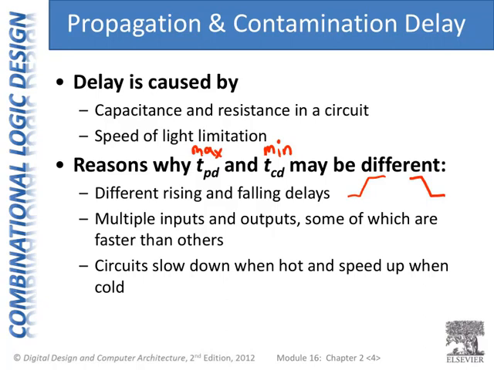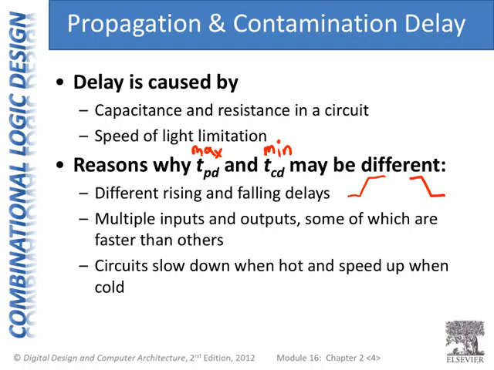And then there are physical reasons why TPD and TCD may be different. Circuits slow down when they get hot, and they speed up when they're cold. So a circuit has to operate within a range of temperatures, and that specification is given on what's called the data sheet of a circuit. You look at that data sheet, and it may say it can operate between minus 5 degrees Celsius and, say, 100 degrees Celsius. Across that range, the circuit will have a minimum delay and a maximum delay. When it's in the coldest temperature, minus 5 degrees Celsius, it's going to be faster than when it's in the hotter temperature, 100 degrees Celsius, where it will be slower.